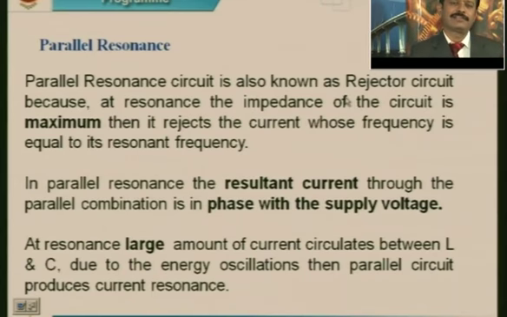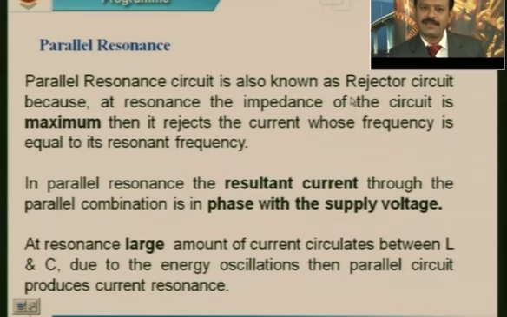Coming to the parallel resonance. In my last lecture, series resonance was explained. In a similar way, the parallel resonance circuit also produces a resonating frequency under certain conditions. The parallel resonance circuit is also known as a rejector circuit, because at resonance the impedance of the circuit is maximum. Then it rejects the current whose frequency is equal to its resonant frequency.